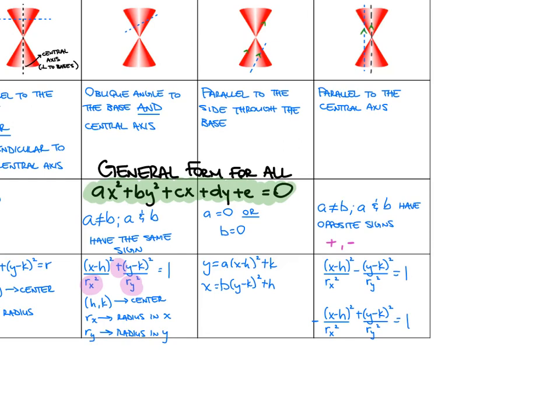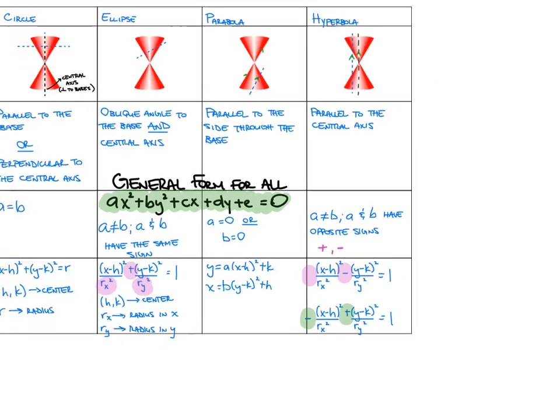Your vertex is going to be your h comma k. And then this last bit, this hyperbola, remember we have opposite signs, which you can see here. I had a positive in front here and a negative. And then on the second one, I have a negative and a positive. I am still using the r sub x, r sub y, which is telling me I have different radii in the x and the y directions, respectively.